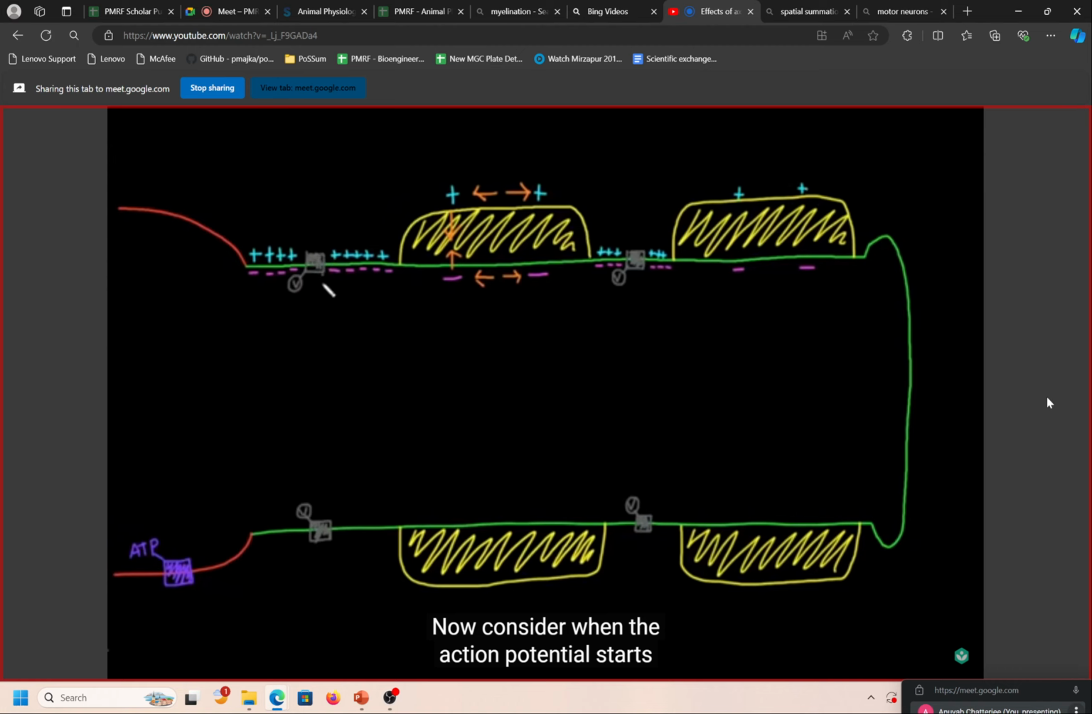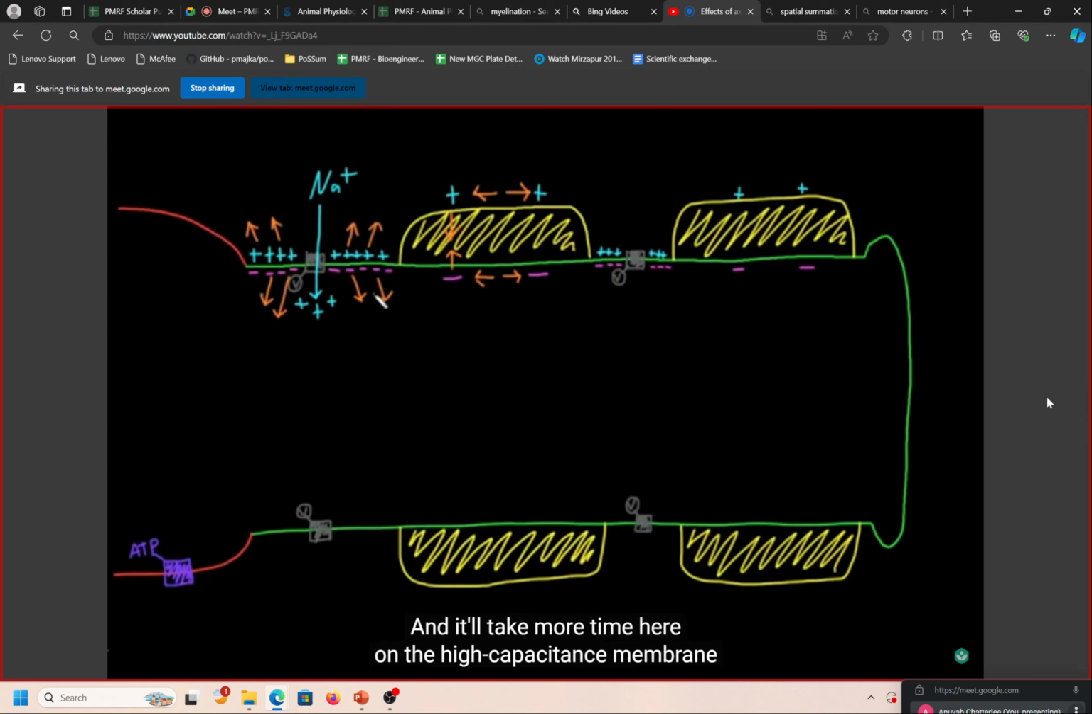Now consider when the action potential starts and this voltage-gated sodium channel opens. Sodium will flow into the axon, bringing positive charges inside. So this area of the membrane is going to depolarize. And to do so, some of these negative charges are going to need to leave the inside of the membrane and mix in with the rest of the ions in the cytoplasm. And on the outside, some of these charges will have to leave and mix in with the ions in the interstitial fluid. And this will take a little time.